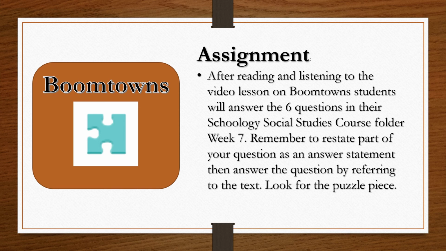Remember to restate part of your answer as an answer statement. Then answer the question by referring to the text. That means looking back at the text. And look for the puzzle piece. Okay, there's an example of the puzzle piece next to it. And what I mean by restating your question into your answer is that if the question is, what is a boomtown? You would restate part of your question as a boomtown is, and then briefly describe what a boomtown would be using your text to go back to.